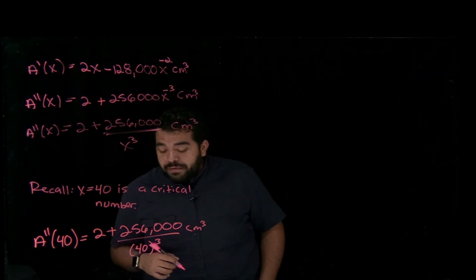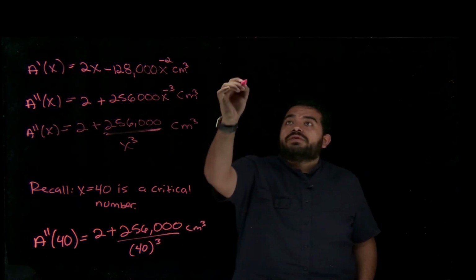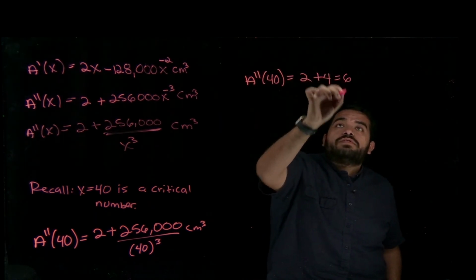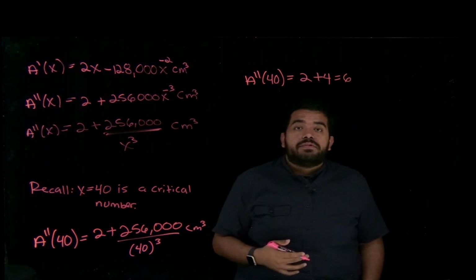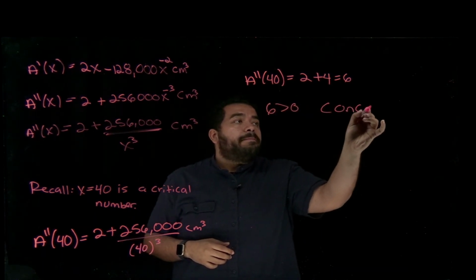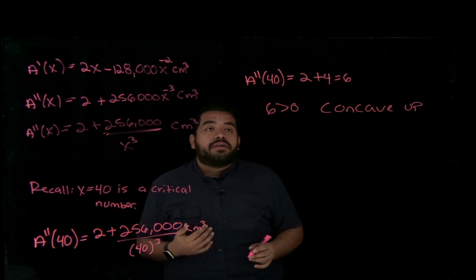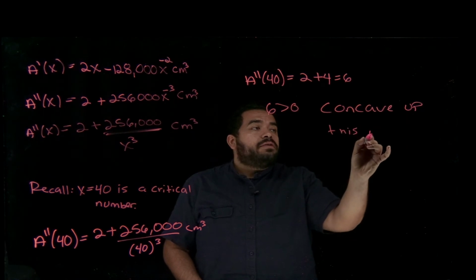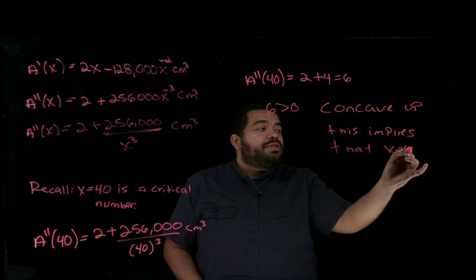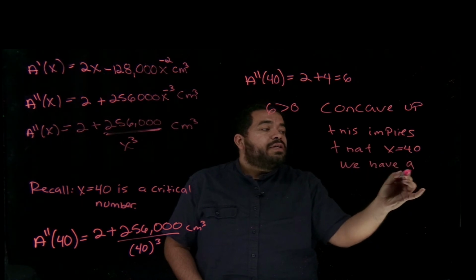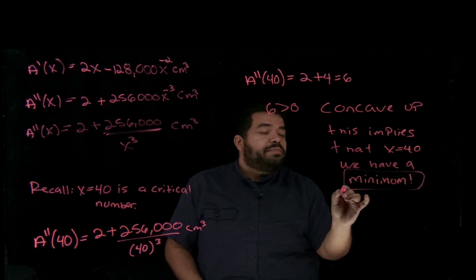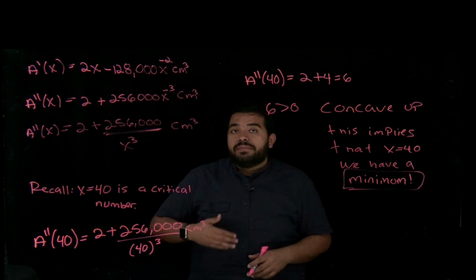Now here we have to use a calculator for this, and when you plug this in your calculator, you are going to get that the second derivative at 40 is equal to 2 plus 4, which is equal to 6. Now notice this is positive, right? Because 6 is greater than 0, that means we have concave up. And if we have concave up, this implies that when x equals 40, we have a minimum, which is what we were interested in. We wanted this to happen. So now we have the value of x that is going to give me a minimum.